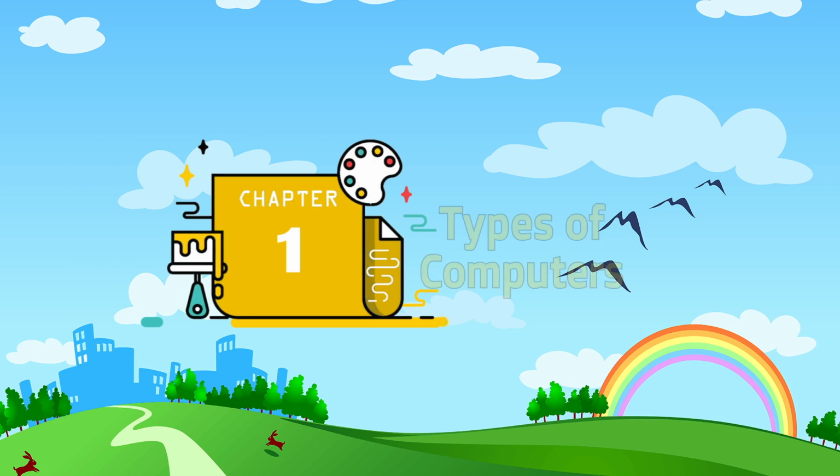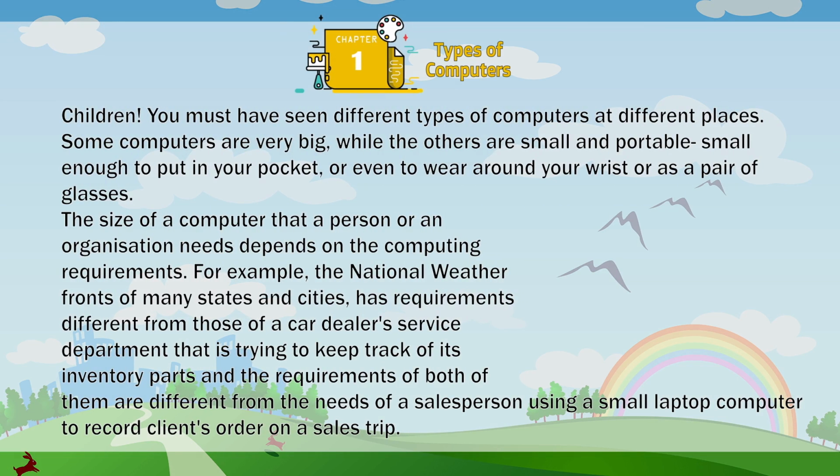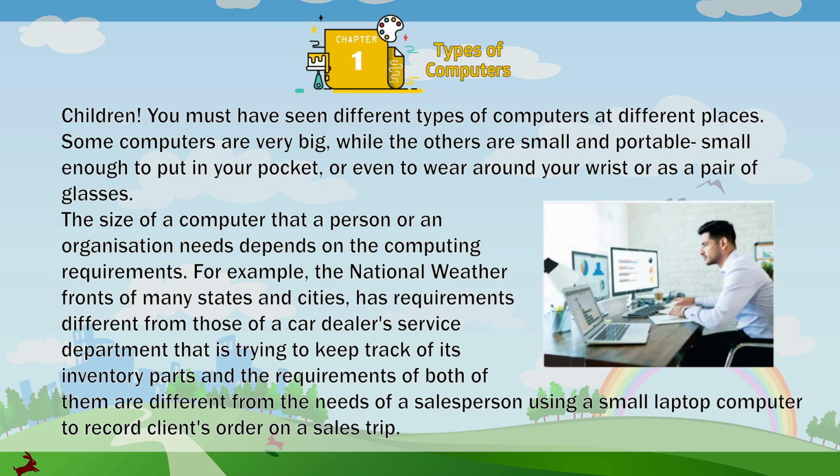Chapter 1: Types of Computers. Children, you must have seen different types of computers at different places. Some computers are very big, while the others are small and portable. Small enough to put in your pocket, or even to wear around your wrist, or as a pair of glasses. The size of a computer that a person or an organization needs depends on the computing requirements.